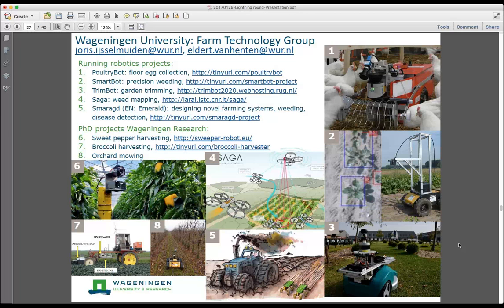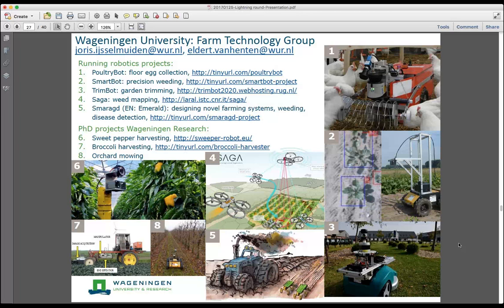Image one here shows a robot to collect floor eggs in a cage-free poultry house. Number two is a weed detection system for spot spraying. Three is from the TrimBot project. We already saw that, where we developed the world's first garden trimming robot. Four is from the Saga project, where we use drones to map weed infestations. And five is a new project we just started. It's about designing new high-tech farming systems. And there we also focus on disease control and weeding.